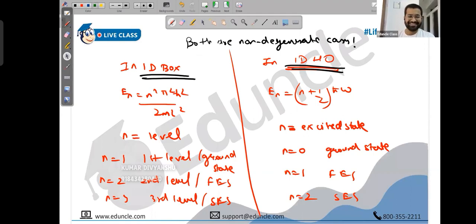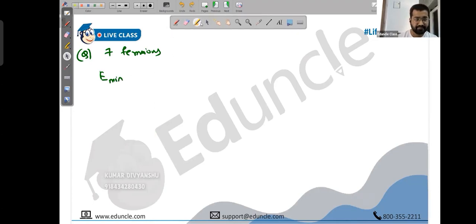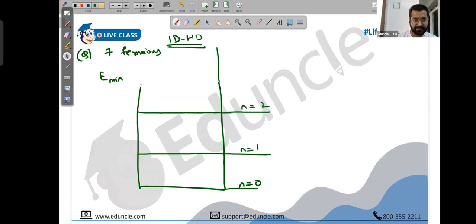Okay, so let's take our favorite questions. Suppose I have given you 7 fermions, and I want us to find the minimum energy state. Then this is only harmonic oscillator. We'll start with ground state n equals 0, then n equals 1, then n equals 2, then n equals 3. I'm not sure how many I require.